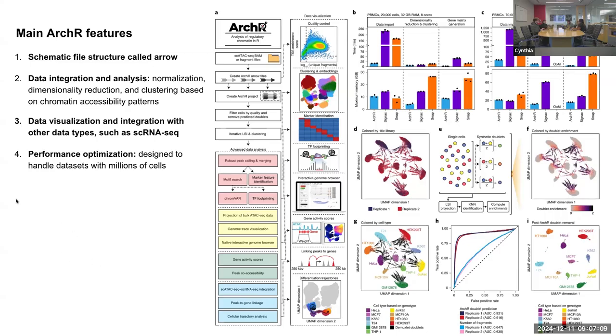I think almost half of the paper is showing different ways to argue why they have improved the performance optimization, which is designed really to work with millions of cells.